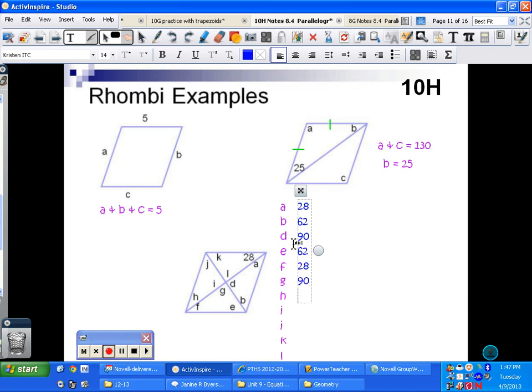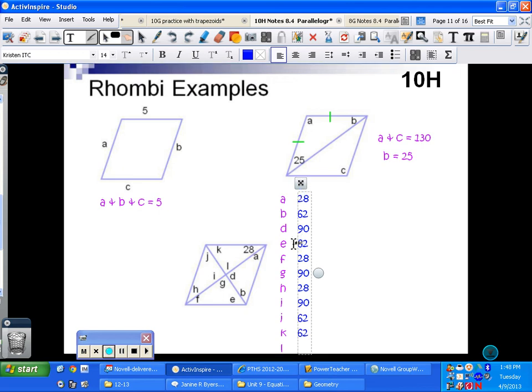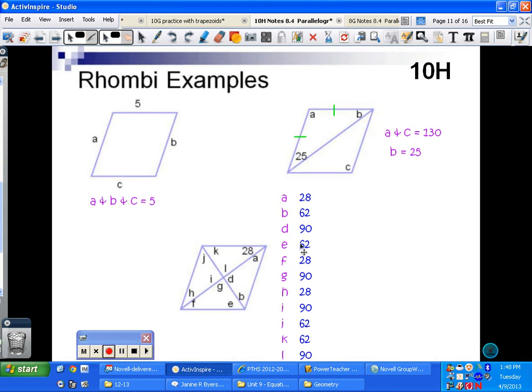G we said is 90. H is the same as F, so that's 28. I we said is 90. J is the same as E, which is 62. K is the same as J, which is 62. And L is 90. So just from one angle in a rhombus or a rectangle, we're able to solve for all sorts of other angles.